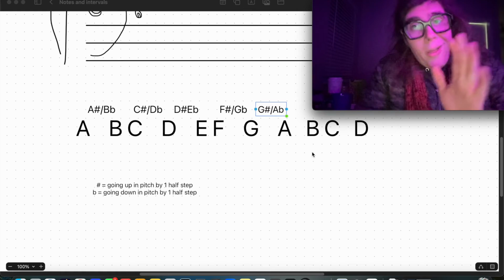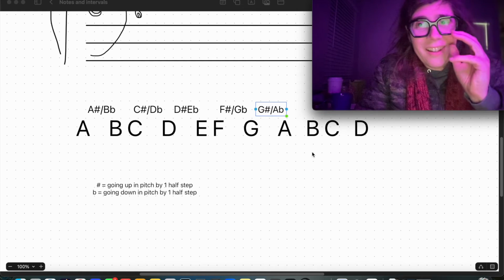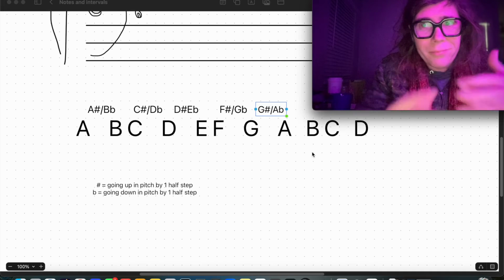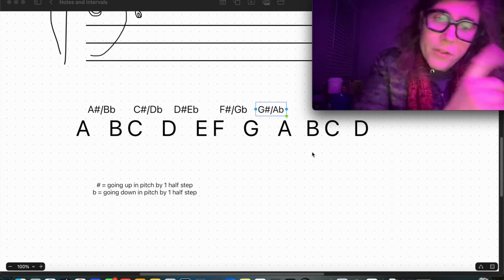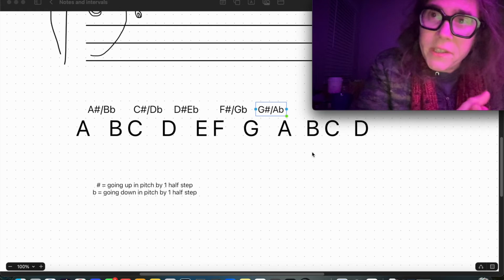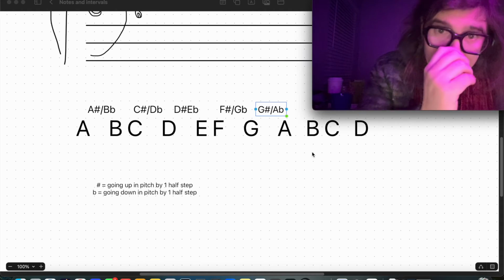Okay, now that we've got that out of the way, let's talk about the thing we came here to talk about, which is intervals. An interval is a way of discussing the distance between two notes.